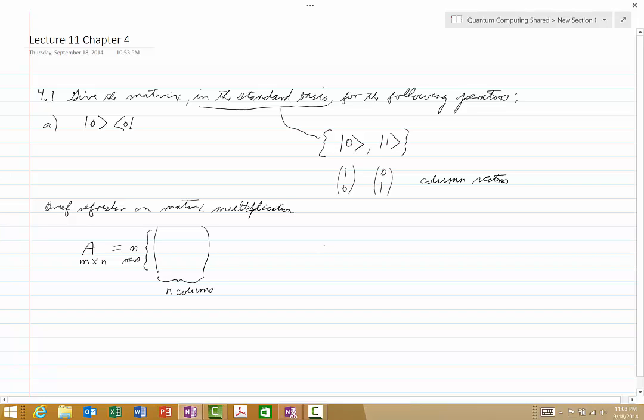So for example, if A is equal to the matrix 1, 2, 3, 4, 5, 6, then this is a 3 by 2 matrix, because it has 3 rows and 2 columns.